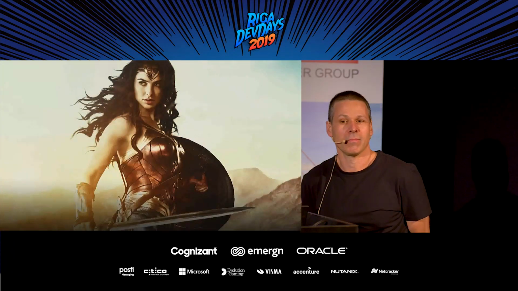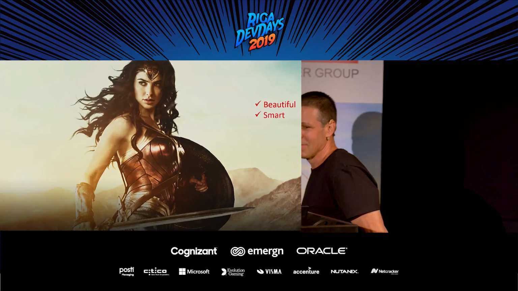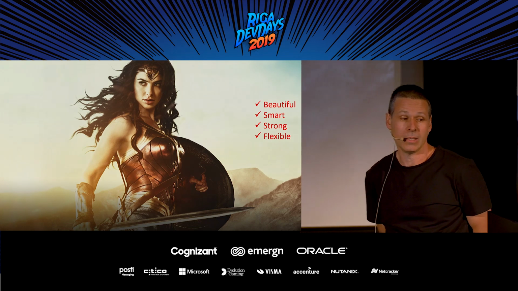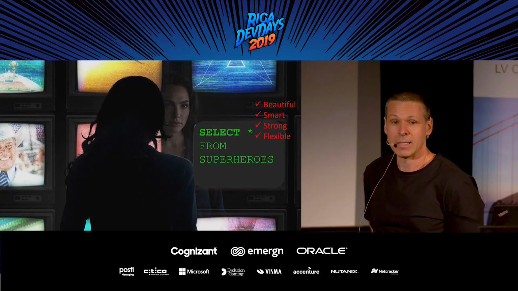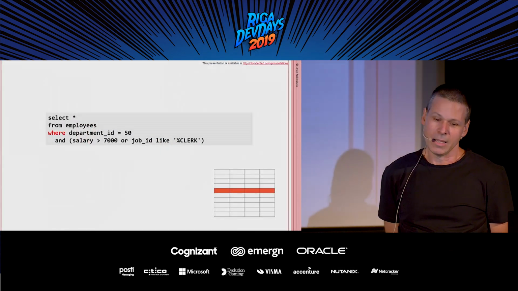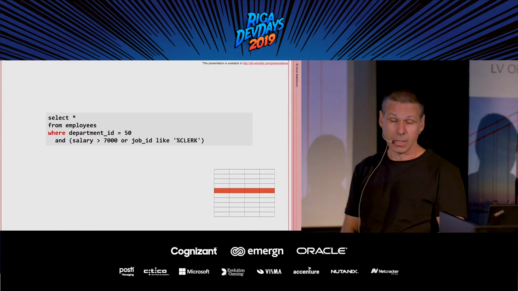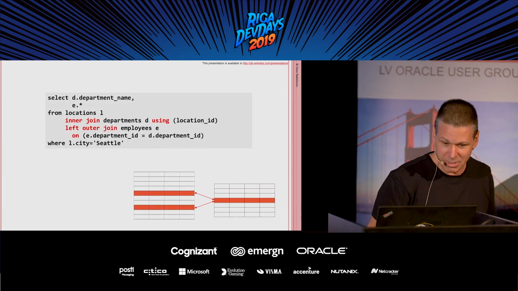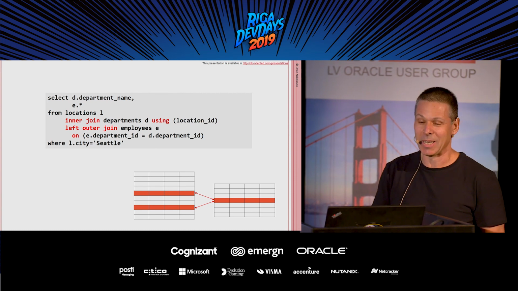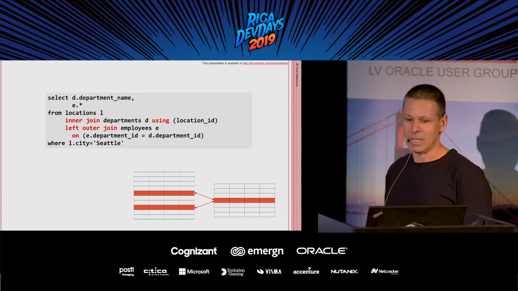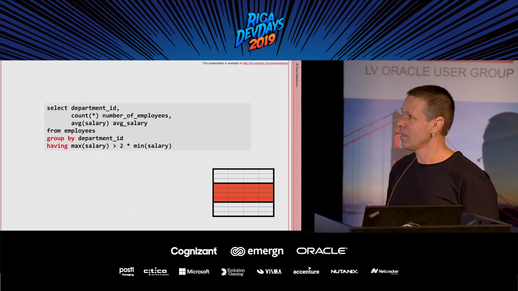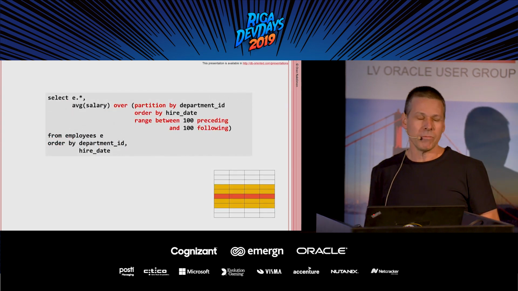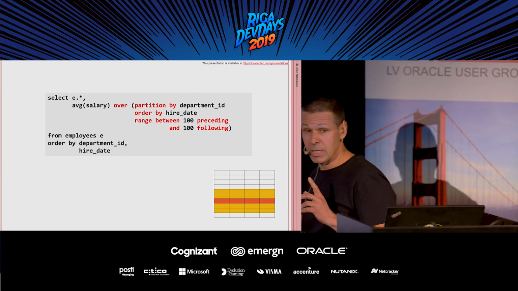Once upon a time, there was a beautiful, smart, strong, flexible SQL statement named Select. Select could analyze data brilliantly. It filtered rows easily. It could aggregate various data sets in various ways. It aggregated data nicely. It could even analyze moving windows of data in a really clever way.